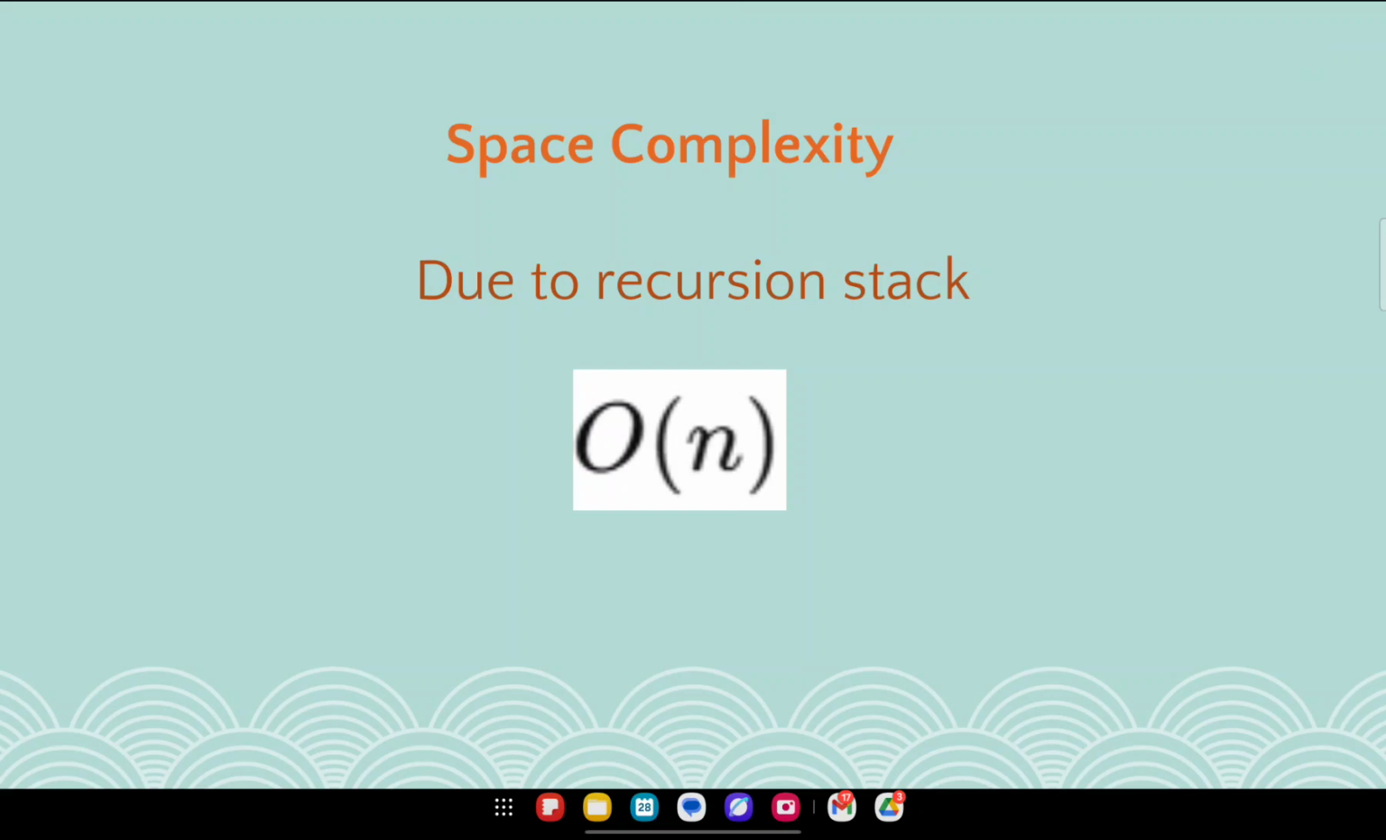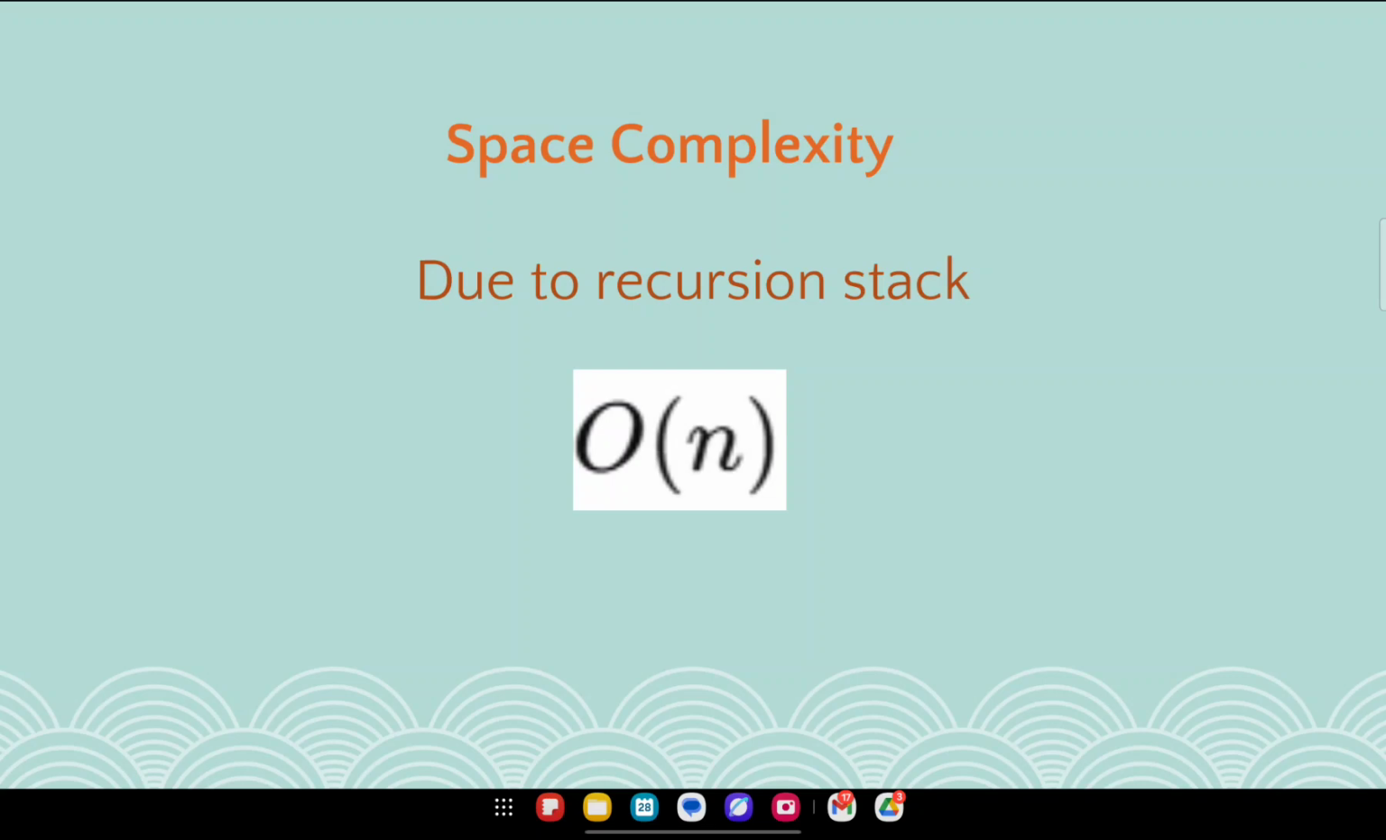So the next is space complexity. This depends on the recursion stack. At most, there will be n recursive calls in the call stack. So the space complexity is order of n.